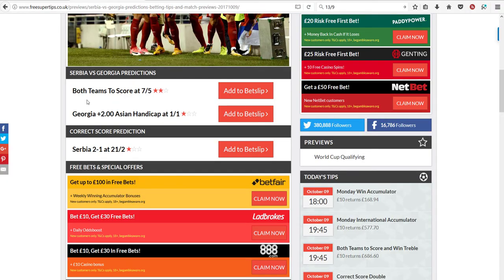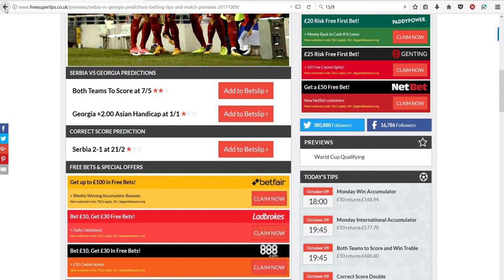The website is going for both teams to score, which there is data behind, that Serbia's defense isn't great and Georgia do tend to score. And Georgia +2, so far in this group, Georgia haven't been beaten convincingly. So it's unlikely you're going to lose this bet, and you might win. So there's good logic there, and I think it's going to be 2-1 as well.